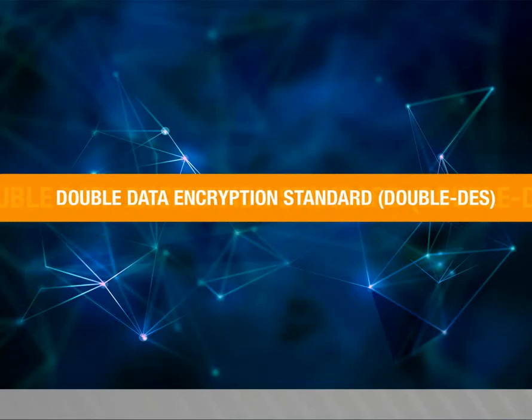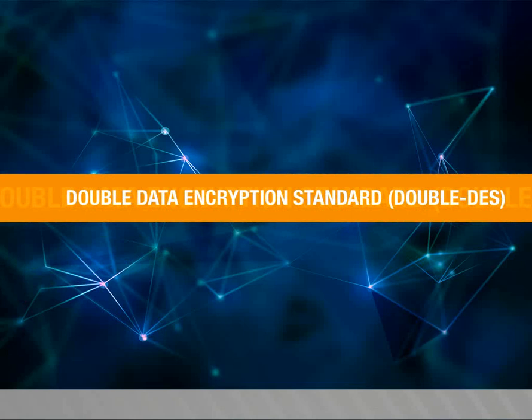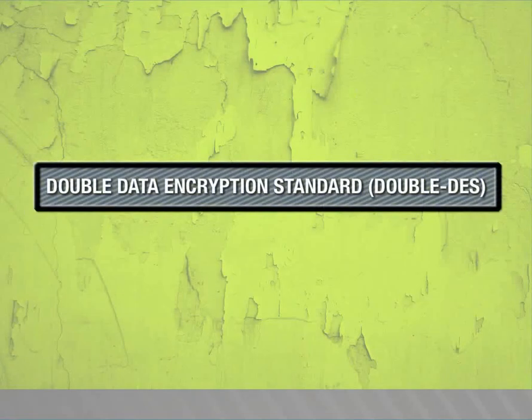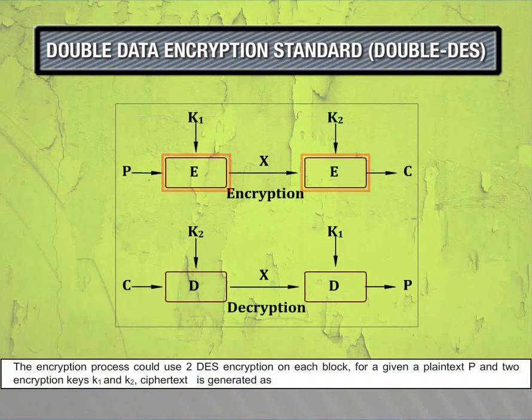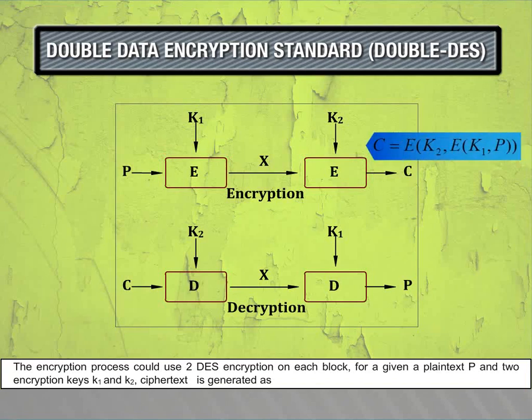Double Data Encryption Standard, double DES. In this video, we are going to see about Double DES. The simplest form of multiple encryption has 2 encryption stages and 2 keys, double DES. The encryption process could use 2 DES encryptions on each block for a given plaintext P and 2 encryption keys K1 and K2. Ciphertext C is generated as C = E(K2, E(K1, P)).